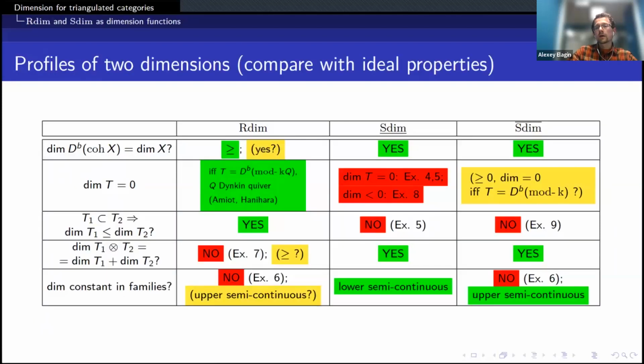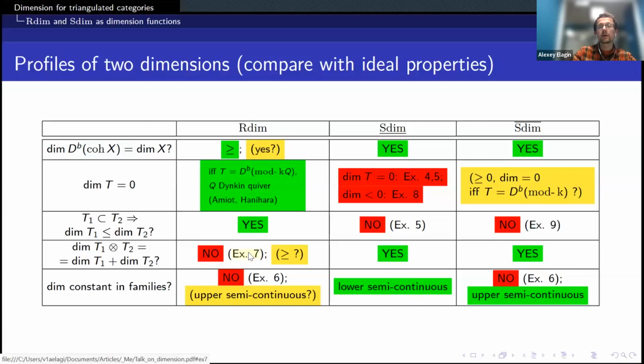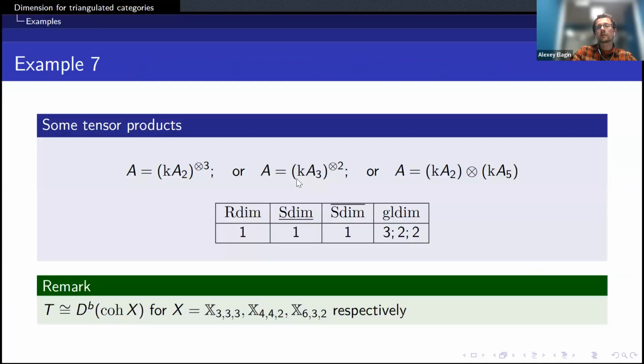For tensor products, it can be easily demonstrated that Serre dimension is additive, while for Rouquier dimension it is not additive, as we can see here. We take algebras like KA3, paths in the quiver A3. Its derived category has Rouquier dimension 0, but we take the tensor product and we get Rouquier dimension 1. So it is not additive.